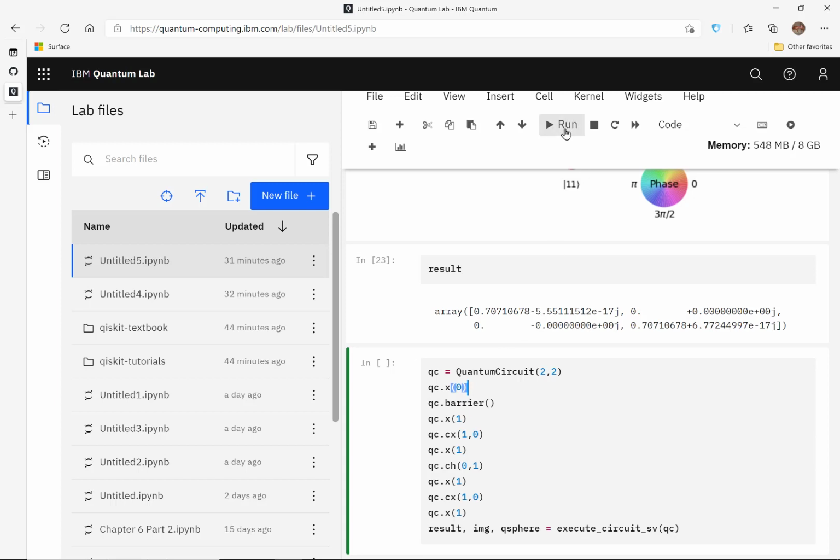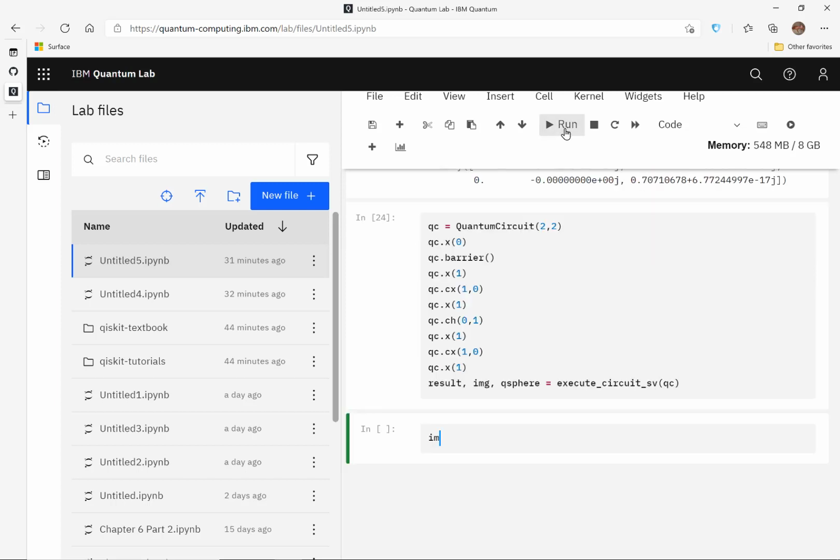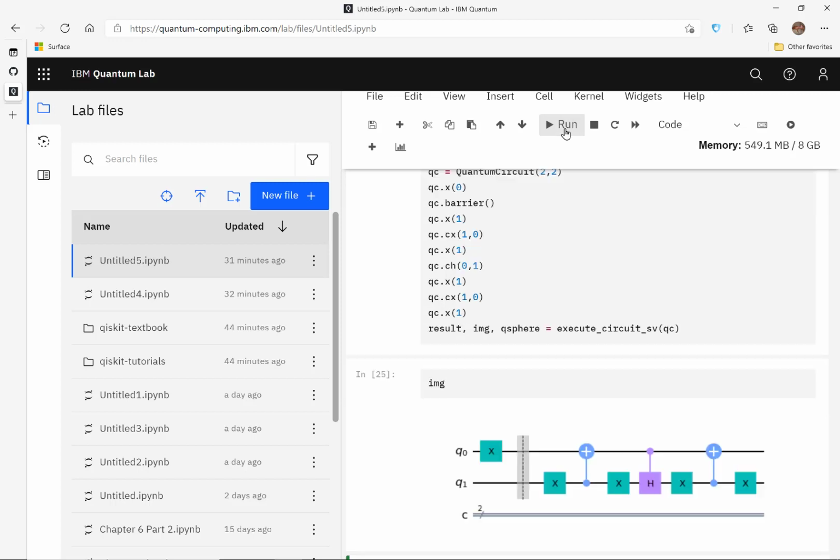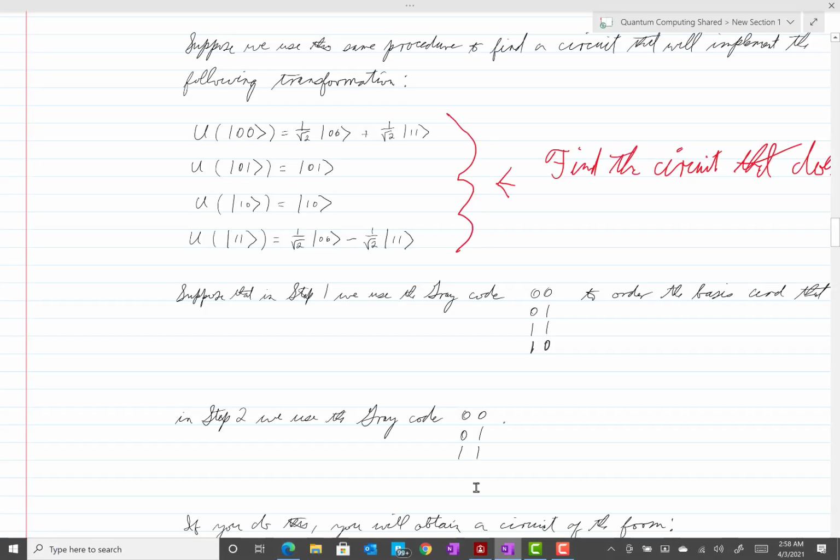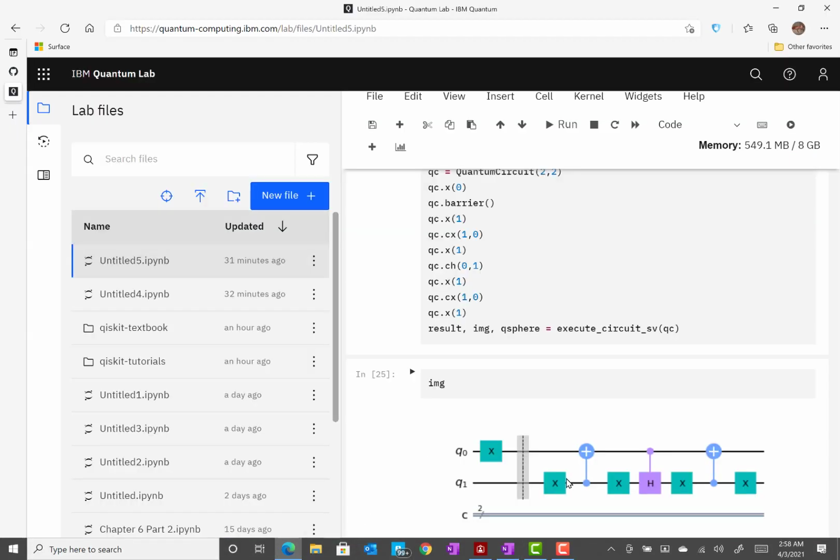Okay, so let's run this. And let's do IMG just to make sure we understand what's going on. And so you see that, remembering that we read from the bottom to the top, this is 0, 1 over here. Everything to the left of the barrier is preparing the qubit, and then everything to the right of the barrier is our circuit, which does not change. So this is |0,1>. And remember that this should give us |0,1>. So let's see if that is indeed what we will get.